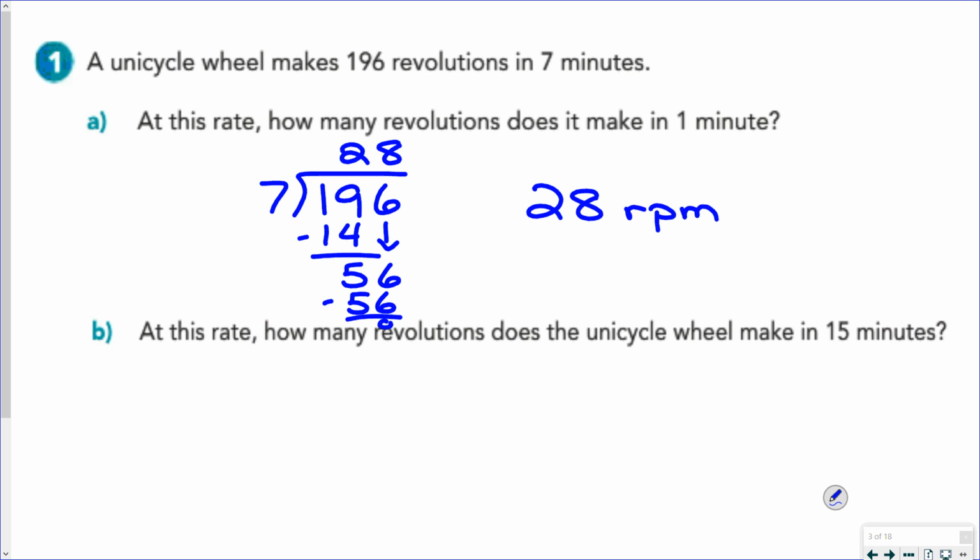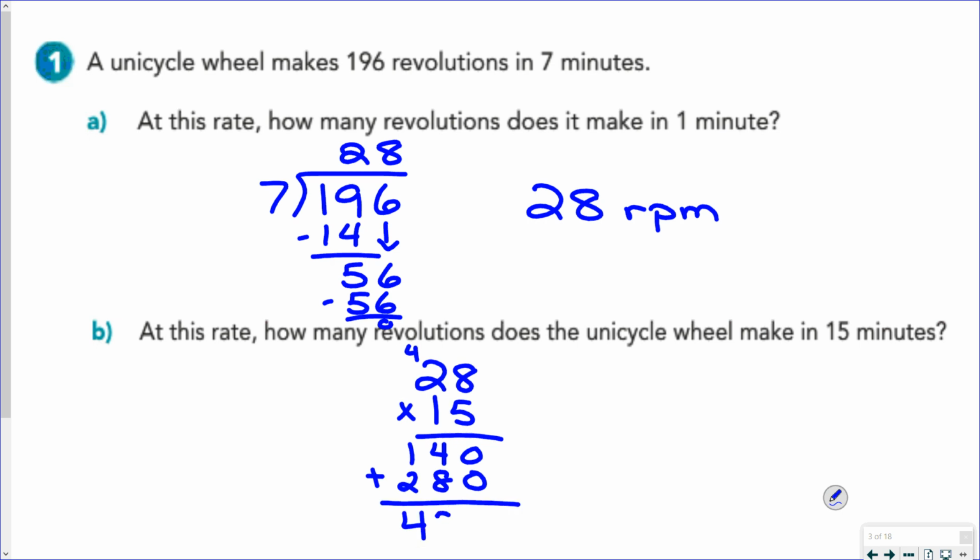And now that we know the unit rate, we want to figure out how many revolutions it makes in 15 minutes. So we're going to take what it does in 1 minute, multiply that by 15, and we would find that the wheel would make 420 revolutions.